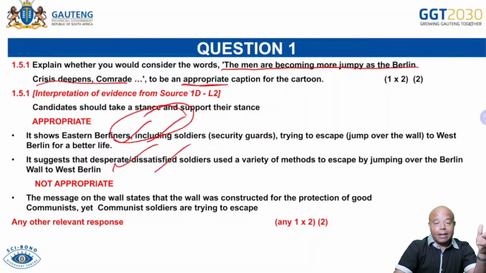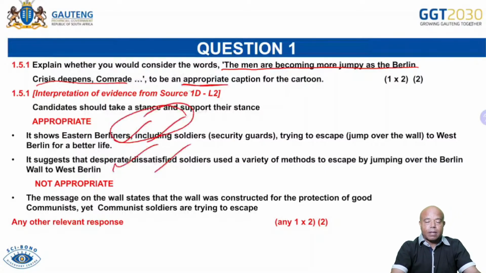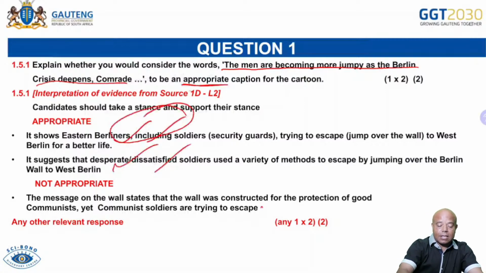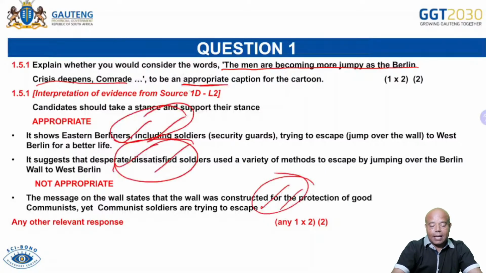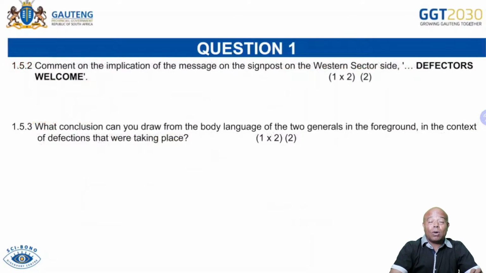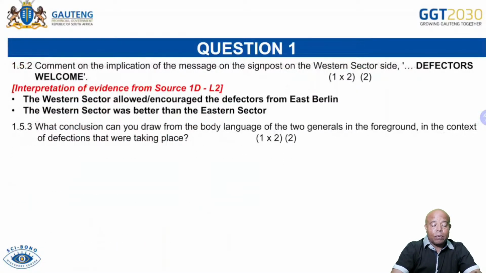If the candidate indicated not appropriate, then the answer should look as follows. The message on the wall states that the wall was constructed for the protection of good communists, yet communist soldiers are trying to escape. That will give us another 2 marks. But remember, we only need 1 answer, and it will be 2 marks. Let's look at the following question and the answer.